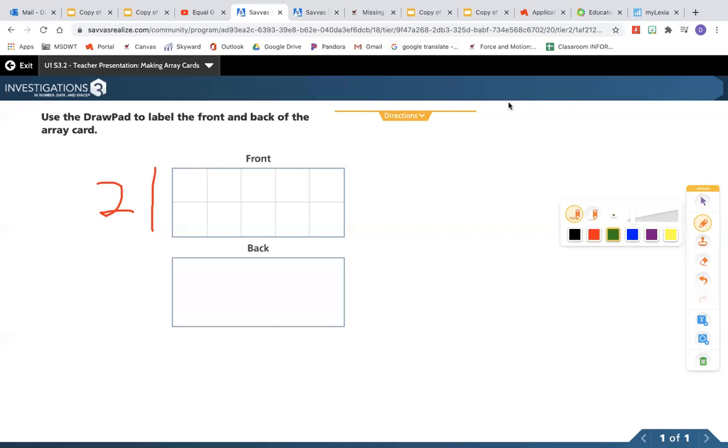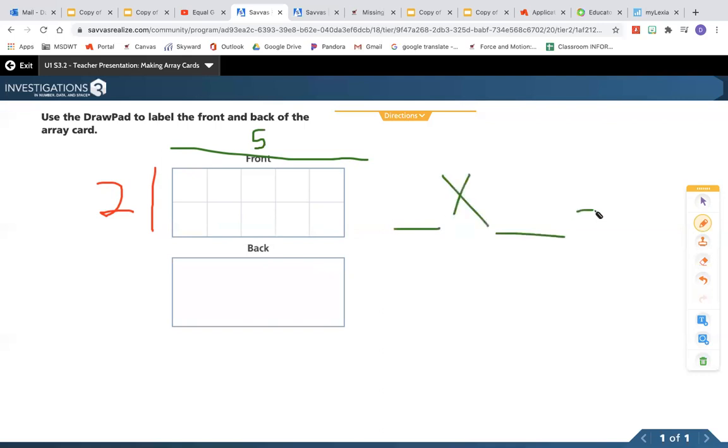Perfect. We have 5 going across. 5 columns. 1, 2, 3, 4, 5. We can also say that there's 5 in each row. What would be my multiplication problem? What would be my multiplication problem for this?